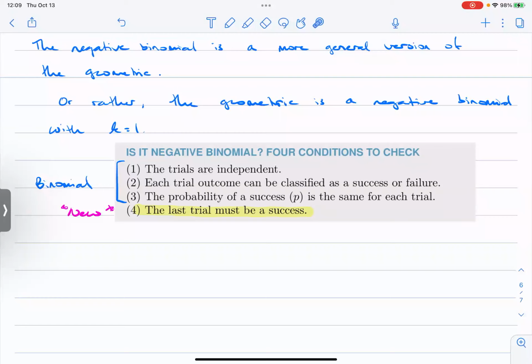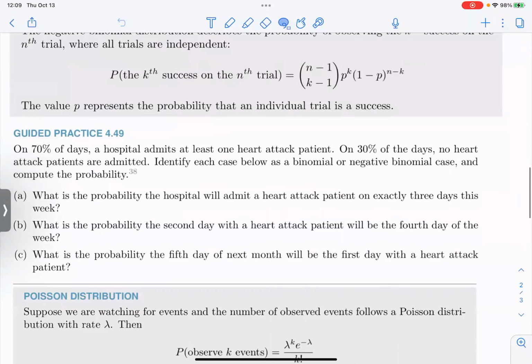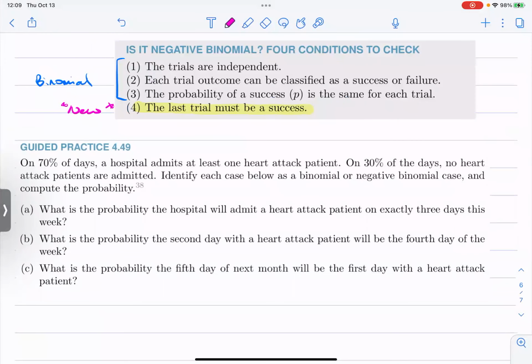I think this is where I have the example where I show you the type of question that I'm going to ask you on the quiz. This type of question on the quiz. And I'm going to add one here: binomial or negative binomial or geometric.